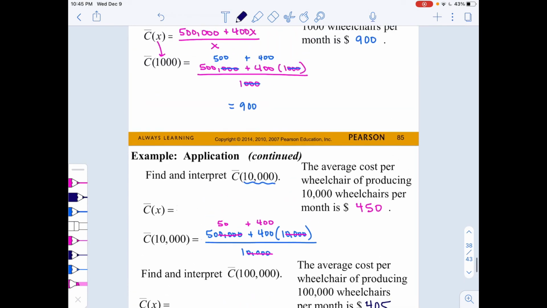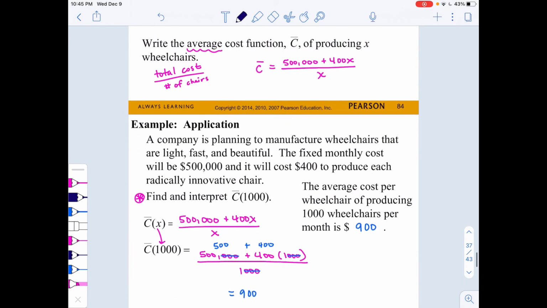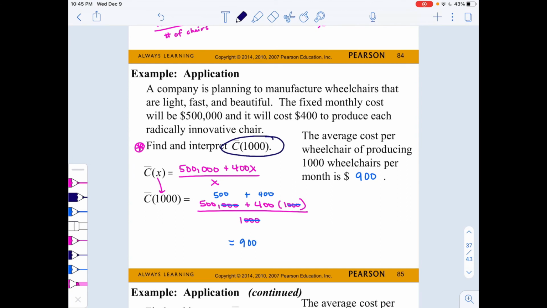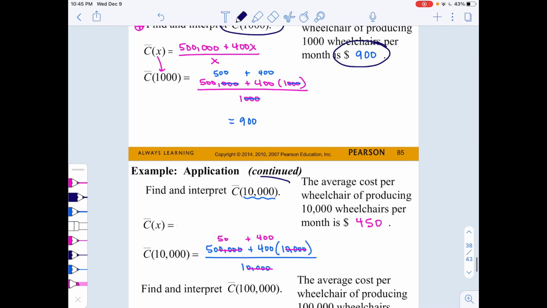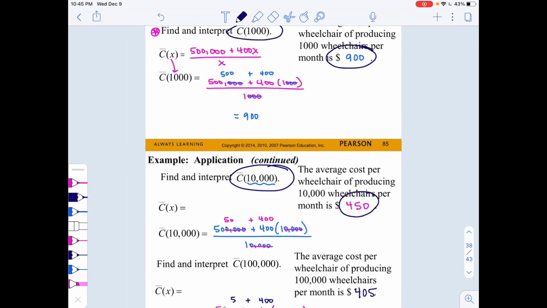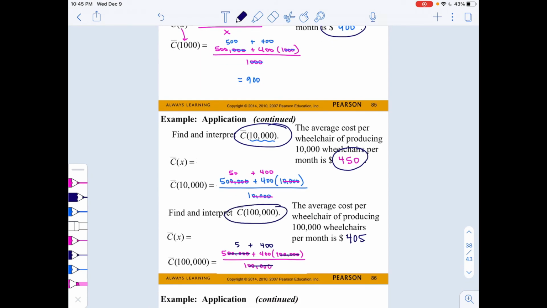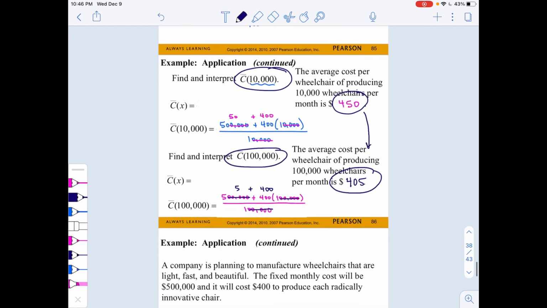So let's take a look at what we had. The first one that we had, we plugged in 1,000, we got 900. That's not so cost efficient, is it? We then plugged in what happens if we make 10,000 chairs in a month. We're at 450. That's a little better. So each chair is really only costing that extra like $50. But then when we went to 100,000, we're now at 405. What number do you think we're going to end up getting close to? We have 450 and then it only goes to 405.